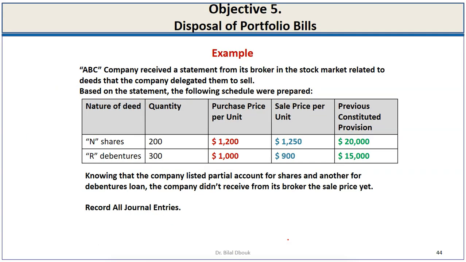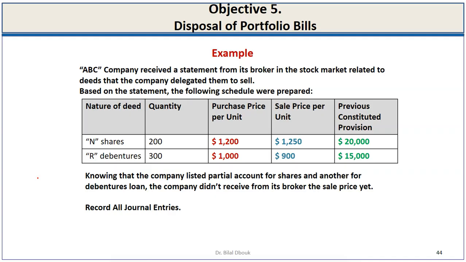ABC company received a statement from its broker on the stock market related to deeds that the company delegated them to sell. Based on the statement, the following schedule was prepared. We have 200 N shares, purchase price at $1,200. The sale price is set at $1,250, and the provisions constituted were $20,000.